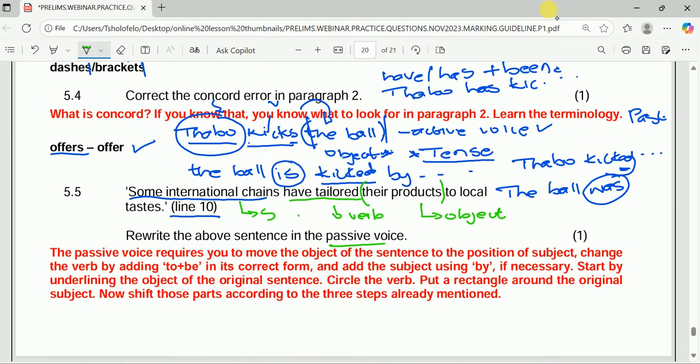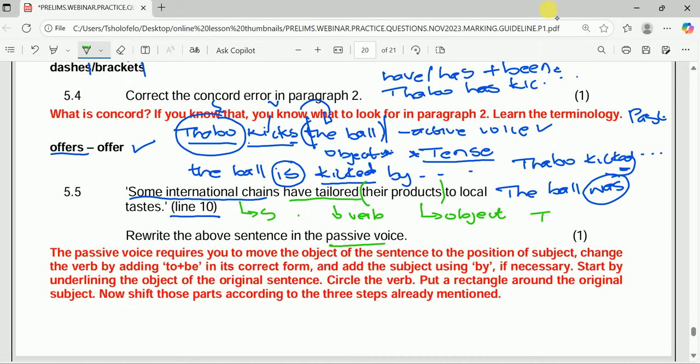Start by underlining the object of the original sentence, circle the verb, put a rectangle around the original subject. Now shift those parts according to the 3 steps already mentioned. Like I've said, you have your subject, you have your verb, and then you have your object. Now, once you have located your object, you know that in a passive voice, you are going to begin with your object.